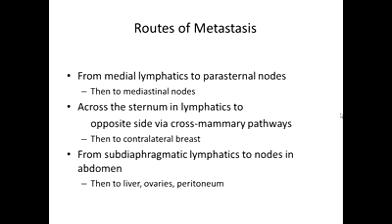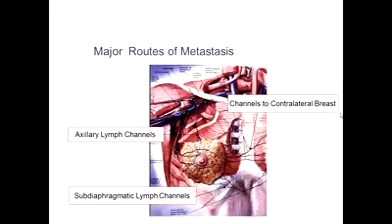Routes of metastasis: from medial lymphatics to the parasternal nodes, then to the mediastinal nodes. Across the sternum in lymphatics, to the opposite side via cross mammary pathways, then to the contralateral breast. From the subdiaphragmatic lymphatics to the nodes in the abdomen, then to the liver, ovaries and the peritoneum.